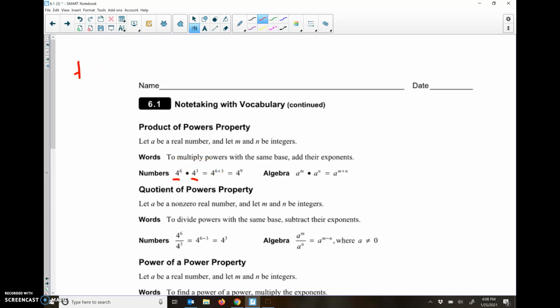So another way to think about that is if I have 6 4s, and then I have 3 more 4s, pretty much just how many 4s do I have? A faster way to write that, instead of writing out all those 4s, is 4 to the 9th power.